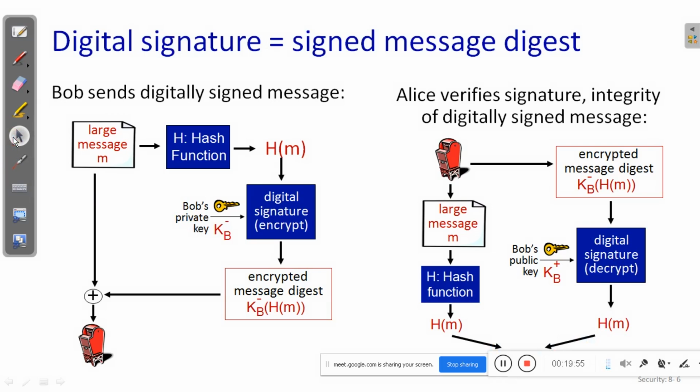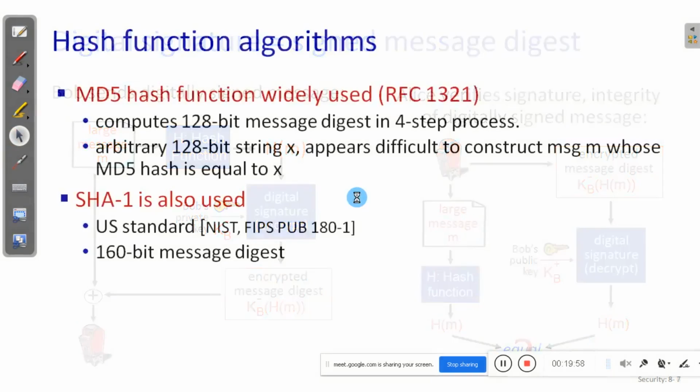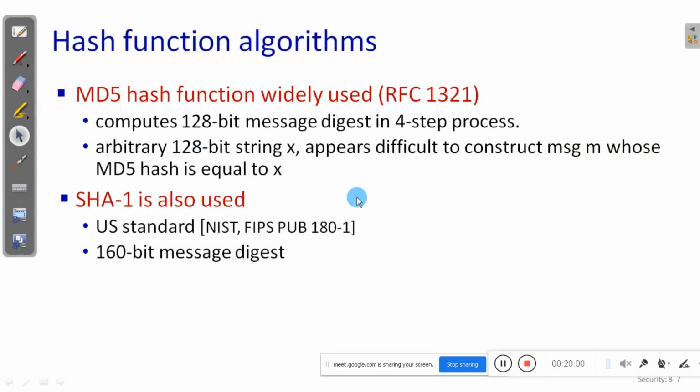So that's the one thing you have to understand here. The next topic is the hash function. To obtain the hash value, different algorithms are used. The algorithms are the MD5 hash function, a widely used algorithm, and one more algorithm called SHA1 is also used.